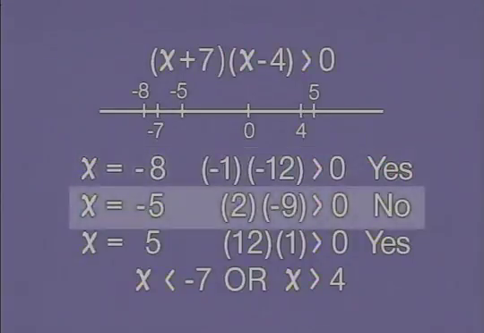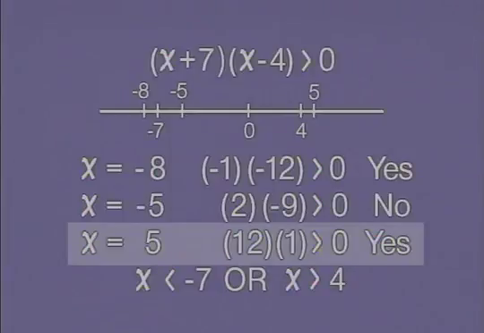When we test x equals -5, we get 2 times -9, which is a positive times a negative, not greater than 0, and therefore -5 is not a solution to this inequality. The word no is written there. On the next line, we have x equals 5. That's highlighted now. And we have 12 times 1, which again is positive. And yes, that's a solution.